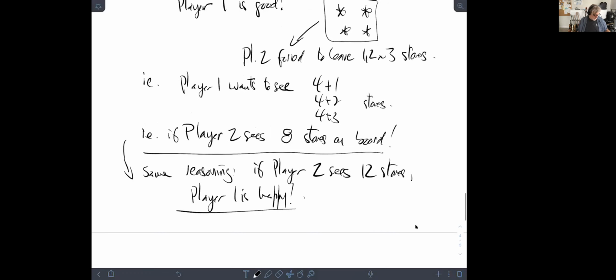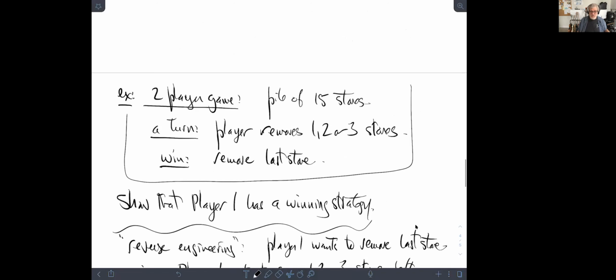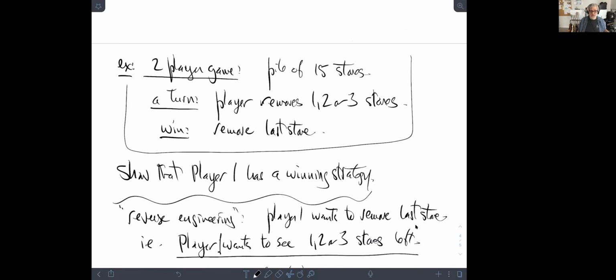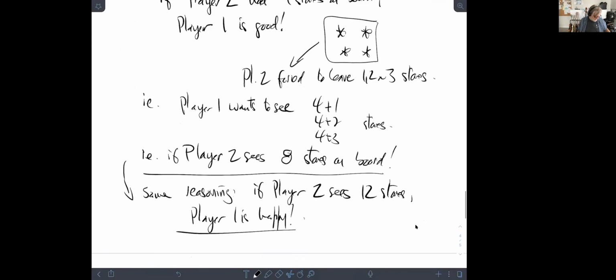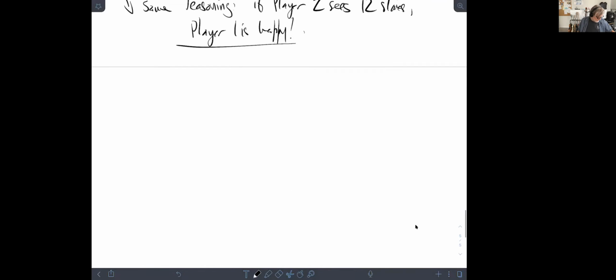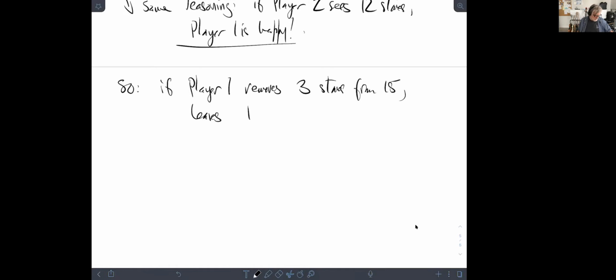Okay. And so we started, let me go back up. We started with 15 stones. So can player 1 force 12? Yes. Remove 3 and that's it. Okay. So if player 1 removes 3 stones from 15, that leaves 12 stones for player 2, right?